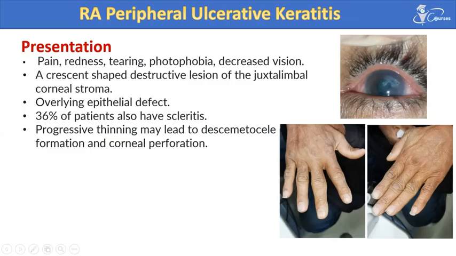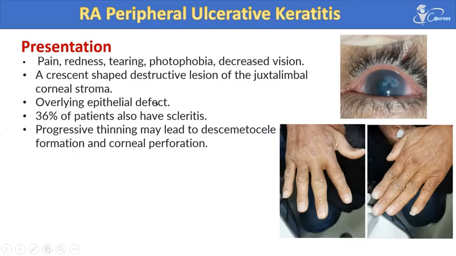When I suspected that this patient has peripheral ulcerative keratitis, I told him, please show me your hand. You can see the hand deformity. You can see the ulnar deviation. So this patient has rheumatoid arthritis. Those patients have a peripheral, crescentic shaped, destructive lesion of the stroma because they have autoimmune antibodies against the corneal stroma. They will also show an overlying epithelial defect.